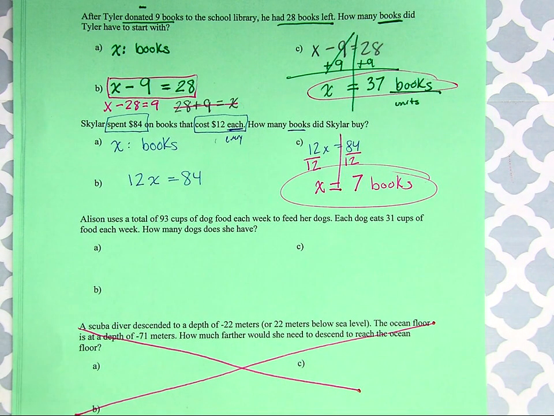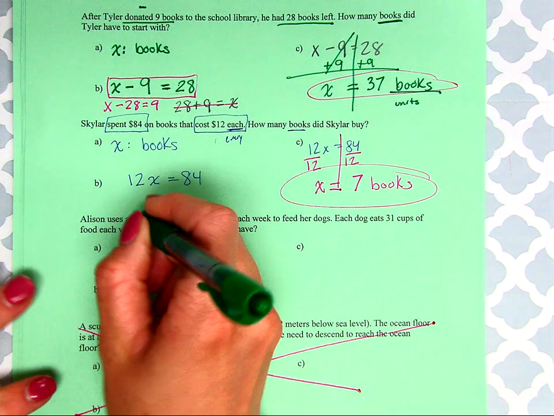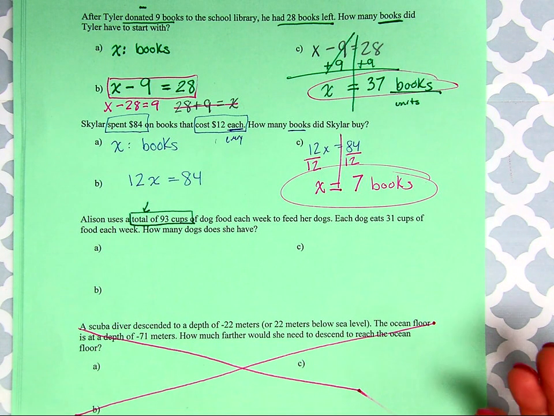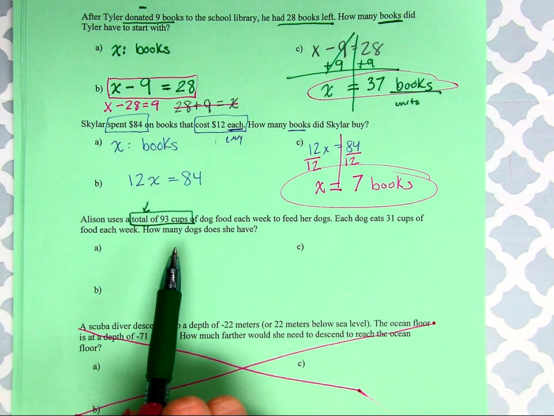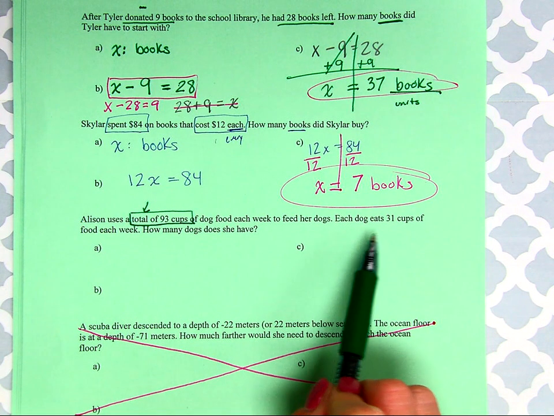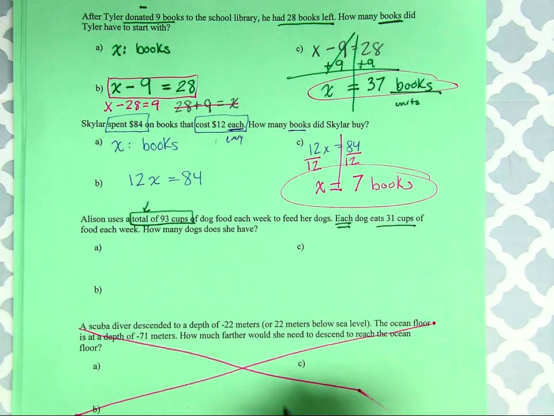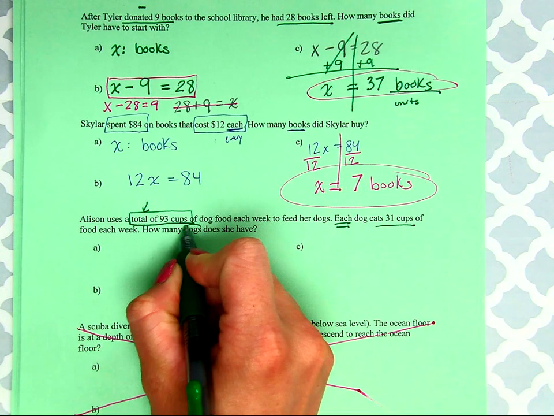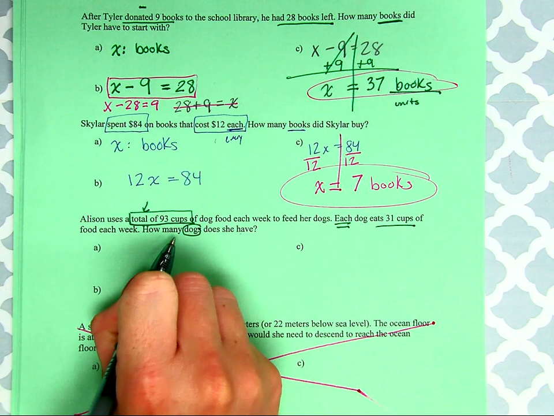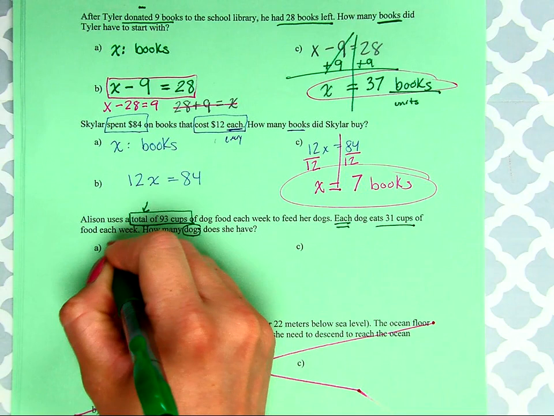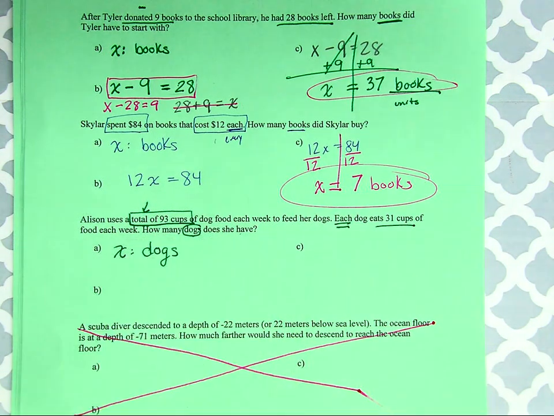So Allison uses a total of 93 cups of dog food each week to feed her dogs. Before I even go on, I'm thinking, ooh, this might be my total. They even used the word total there. Okay, but let's keep reading. Total of 93 cups of dog food. Each dog eats, ooh, there's that word each again, 31 cups of food each week. How many dogs does she have? My question is asking for how many dogs. You don't know how many dogs. That's our unknown. That's our variable. That's what we're trying to find.